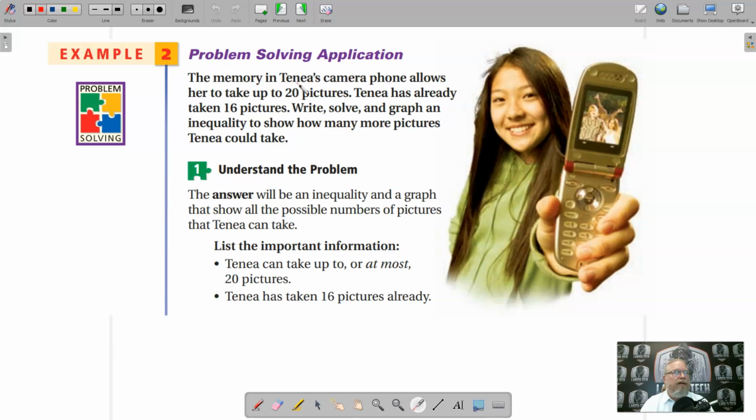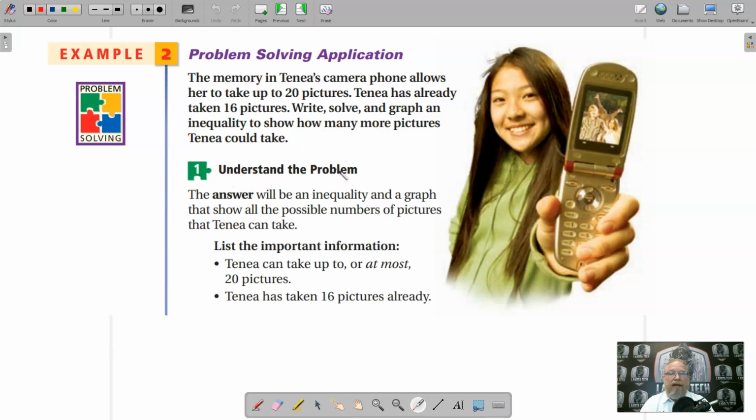Example 2. Here's Tania and her phone. Notice it can only take 20 pictures. Show me a phone that can only take 20 pictures today. The memory in Tania's camera phone allows her to take up to 20 pictures. Tania has already taken 16 pictures. Write, solve, and graph an inequality to show how many more pictures Tania could take.